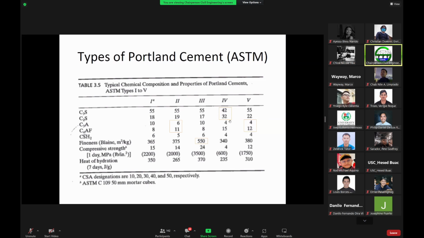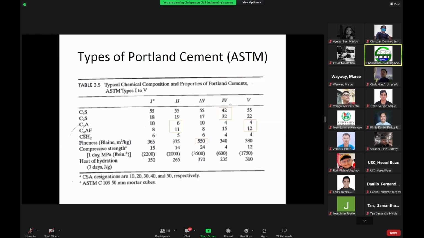Type 4, our type 4 is the low heat cement. So this low heat cement we use to control thermal cracking in mass concrete. So what we need to control the cracking in your concrete is to lower the rate of strength development. So if you have a lower rate of strength development, that means you have a lower heat of hydration. So there is less heat that's escaping your concrete. So your thermal cracking can also be controlled.